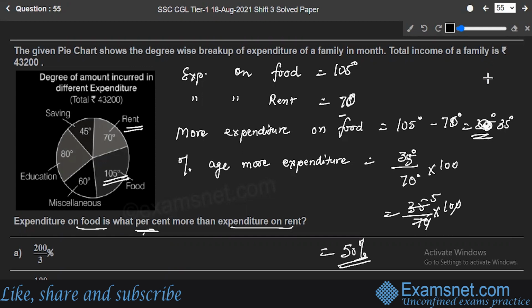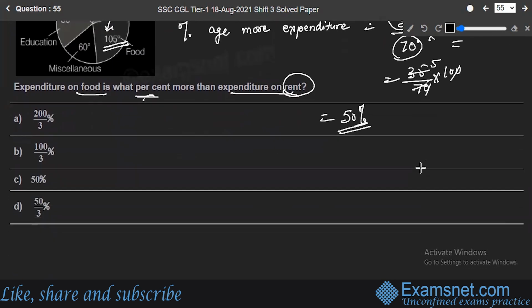Hope you are clear, right? So what we did in the question, I'll explain once again. Because we had to find out the percentage, don't go for actually finding the amount spent on rent and food. This will take a lot of time because lots of calculations will be involved. Instead, I just found the difference of the degrees between the two. You have to find the percentage, so that was the difference in degrees upon the original degrees on rent, multiplied by 100. This gives your answer, which came out to be 50%. Option C. Hope you are clear with this.